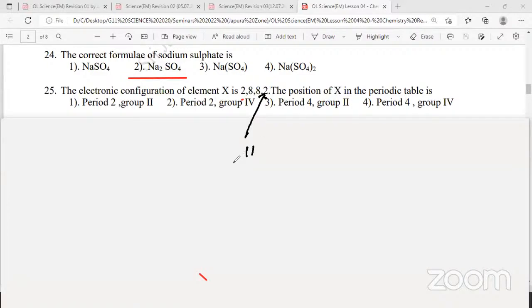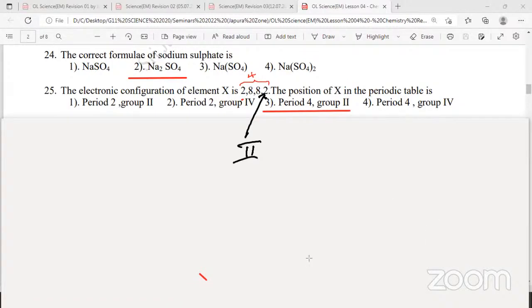There are 4 energy levels, therefore the period will be 4. Group 2, period 4. The answer is third. Question number 25, answer is 3.